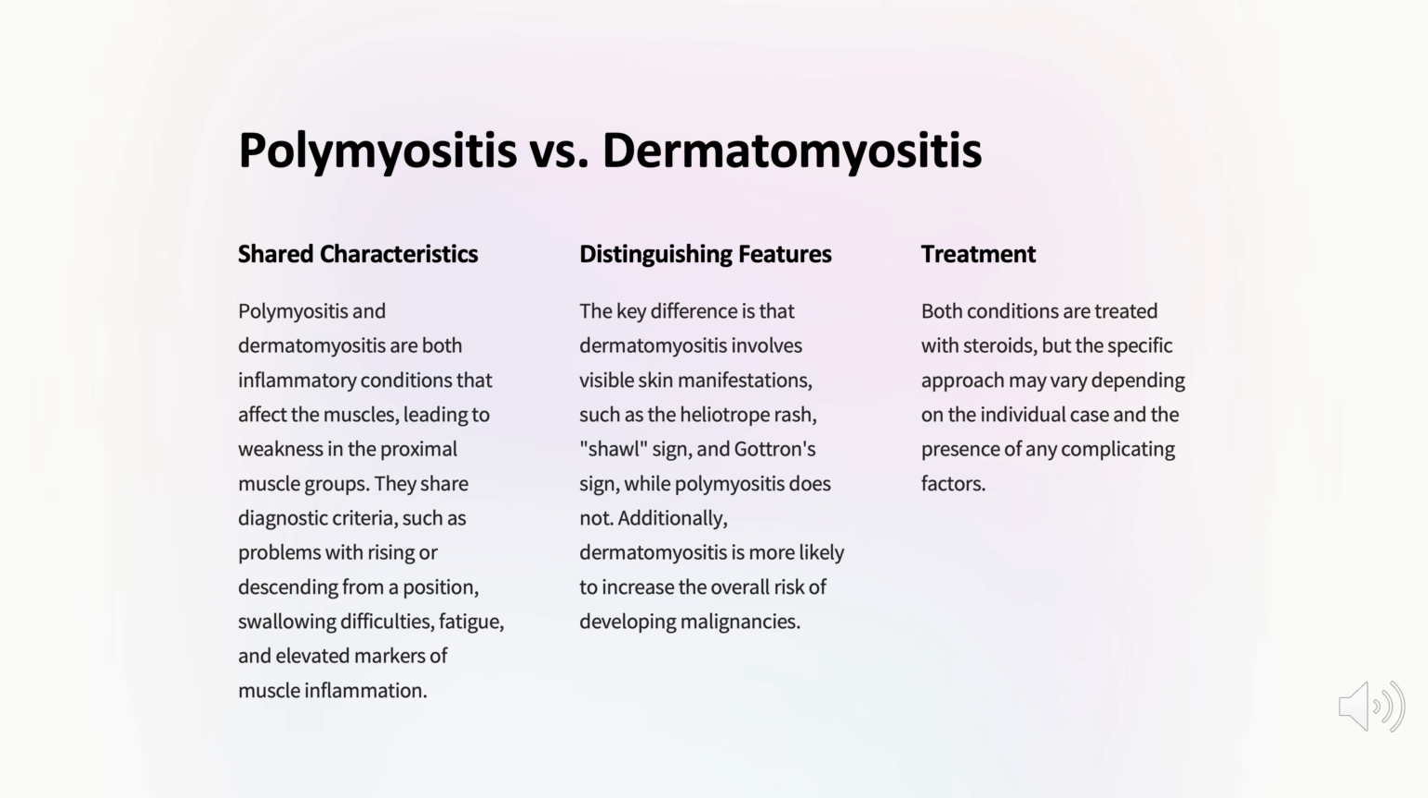Additionally, dermatomyositis is associated with an increased risk of malignancies compared to polymyositis. Treatment for both conditions typically involves the use of steroids, but the approach may vary depending on individual cases and any complicating factors present.